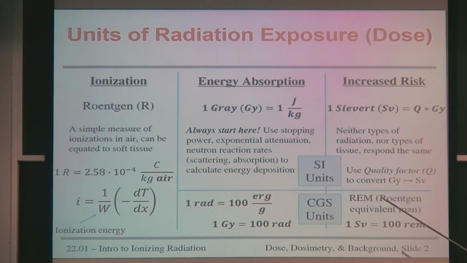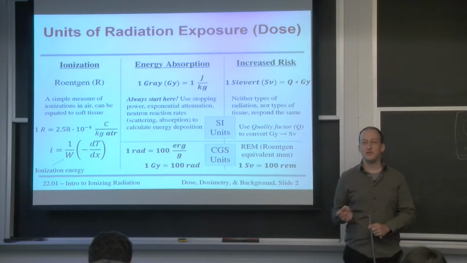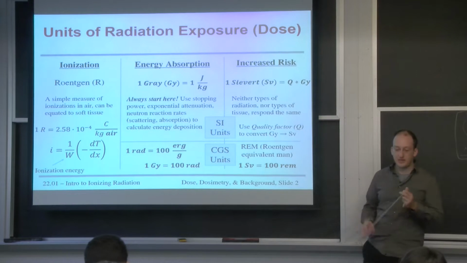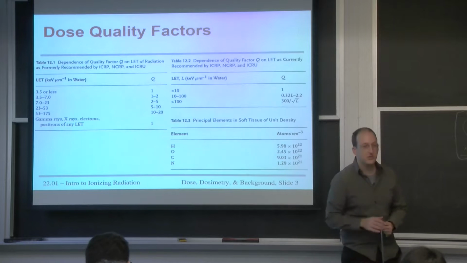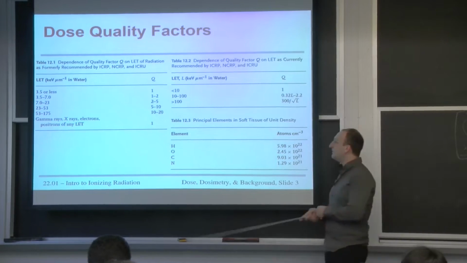So I'd say when in doubt, for equal comparisons, always use the SI units and always start with the gray, because that's something where you can take a physical calculation of energy per kilogram and go into some increased cancer risk by using the dose quality factors. So let's take a look at how these appear.